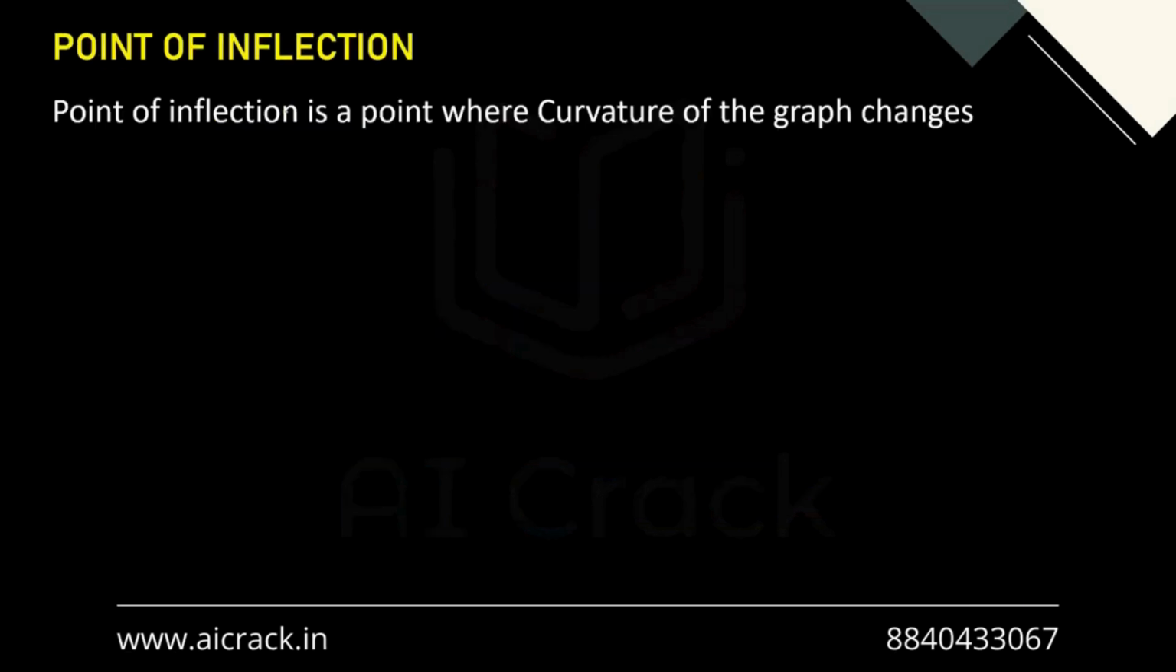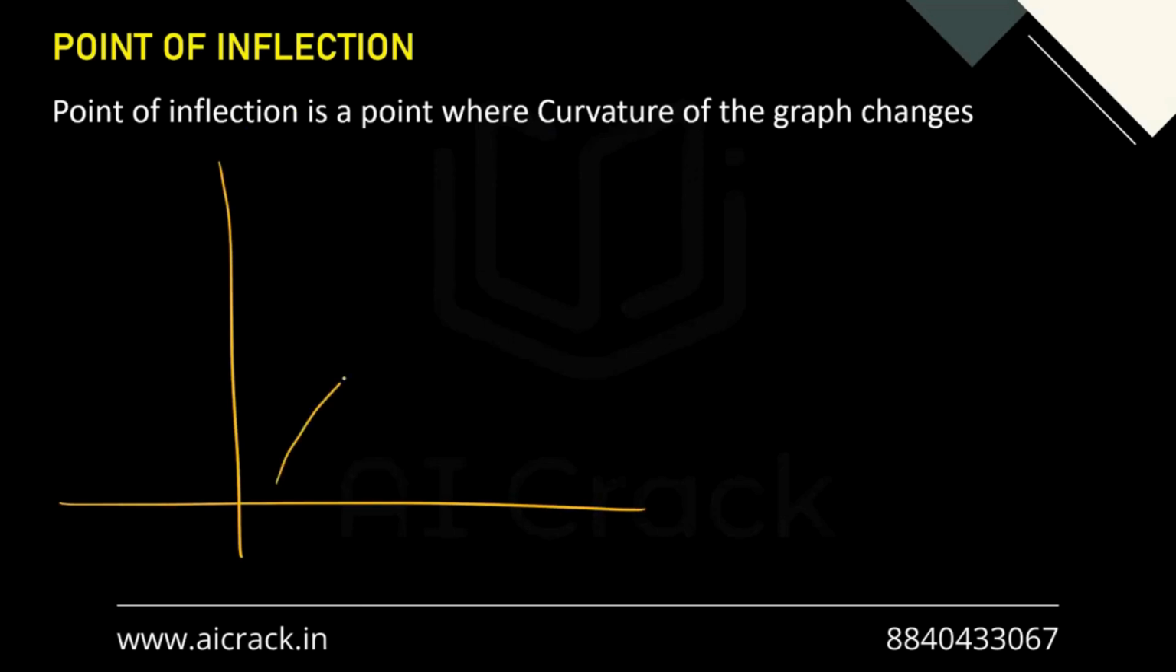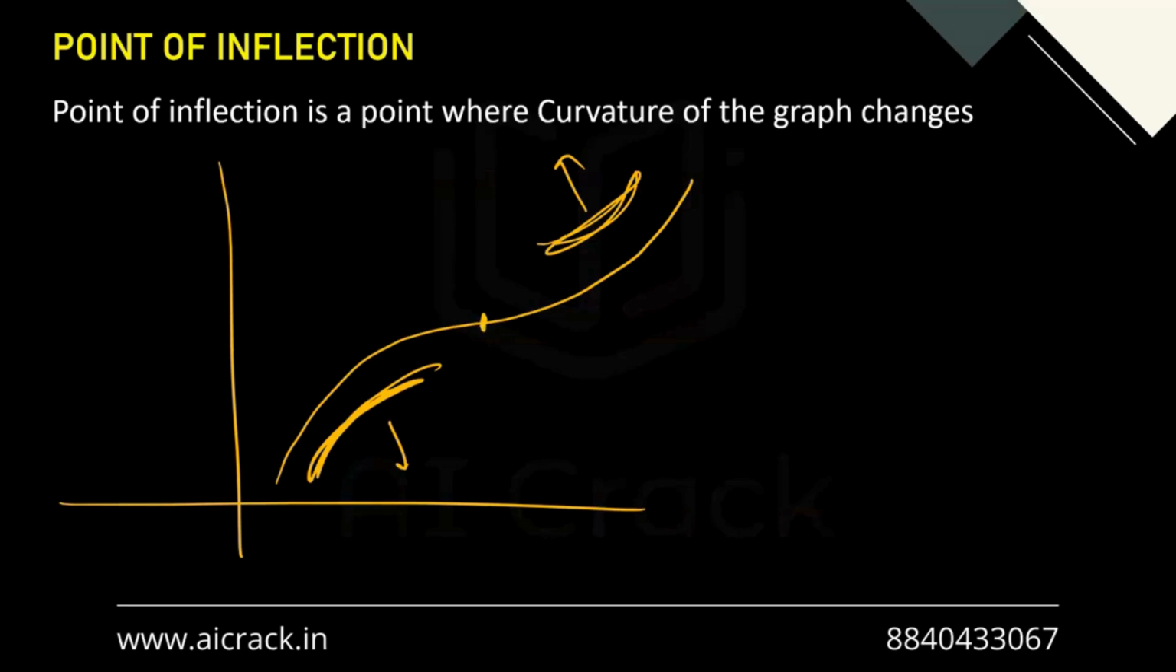And now let's talk about point of inflection formally. A point of inflection is a point where the curvature of the graph changes. So what do we mean by that? We have a graph like this. Over here the curvature is facing downwards, and over here the curvature is facing upwards, right? And it is decided by this particular point. On the left hand side the curvature is facing downwards, on the right hand side it is facing upwards. So this particular point is called the point of inflection.